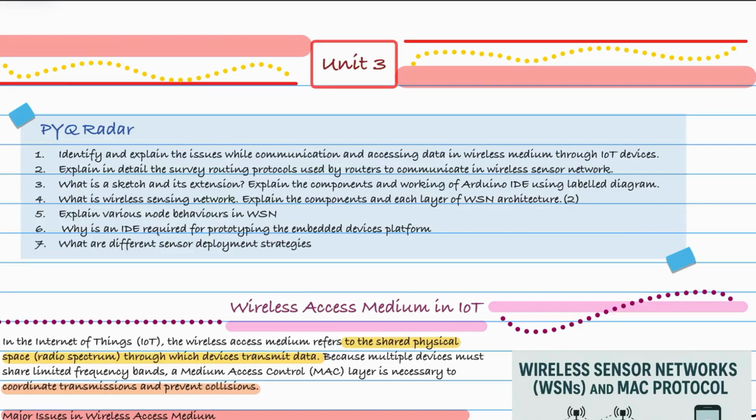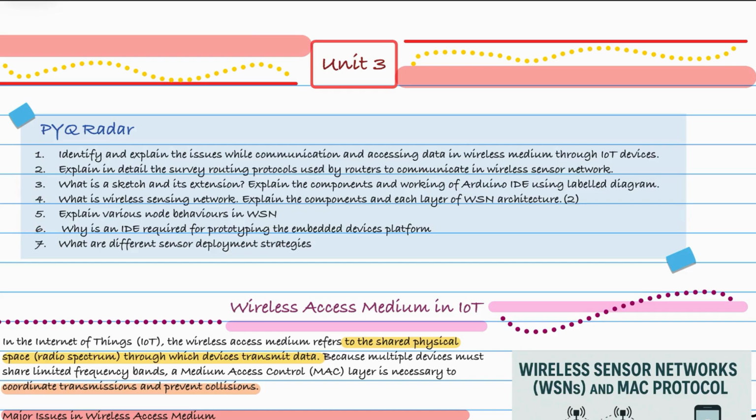So let's look at the PYQ radar first. In this, we will be identifying and explaining the issues while communicating and accessing the data in the wireless medium, right? And we'll also discuss what the survey routing protocols are which are used by the routers. Then we'll sketch the extension of Arduino, what are the components of Arduino in detail, and we'll also talk about the wireless sensing network.